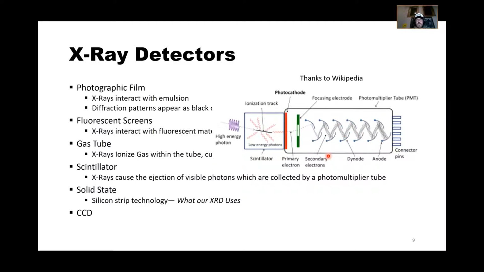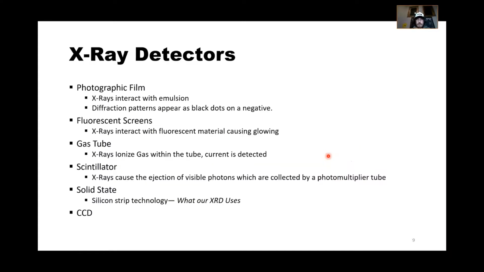So the photomultiplier tube, 1920s technology, is still used today in the form of secondary electron detectors on scanning electron microscopes. It could also be used as an X-ray detector. Anywho, solid state technology, so a silicon strip technology, is very, very similar to a CMOS image sensor.